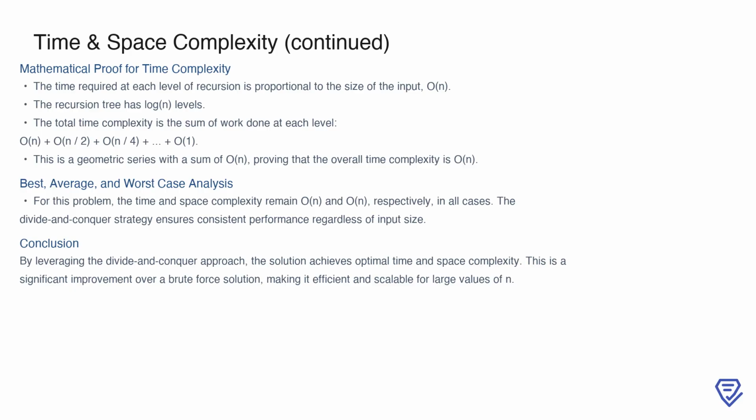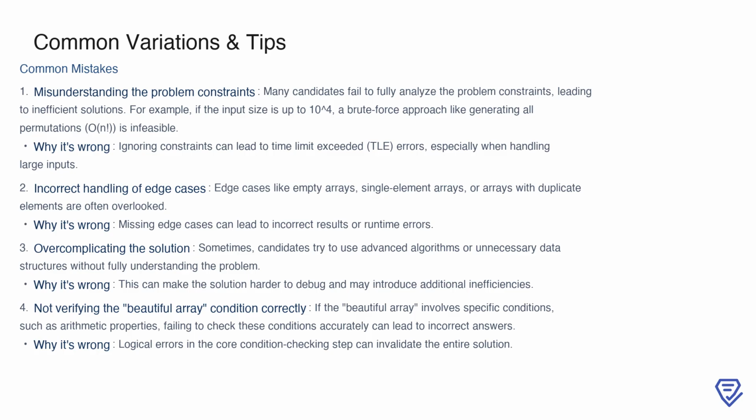Here, we're discussing some of the most common mistakes candidates make when solving the beautiful array problem. First, misunderstanding the problem constraints can lead to significant inefficiencies. For example, if the input size can go up to 10,000, a brute force solution like generating all permutations, which has factorial time complexity, is completely impractical. This approach ignores the constraints and will almost always result in a time limit exceeded error.